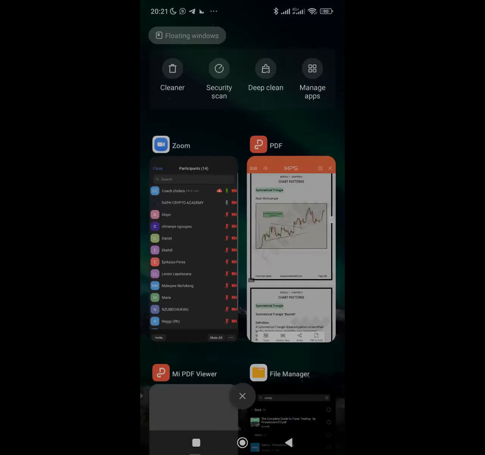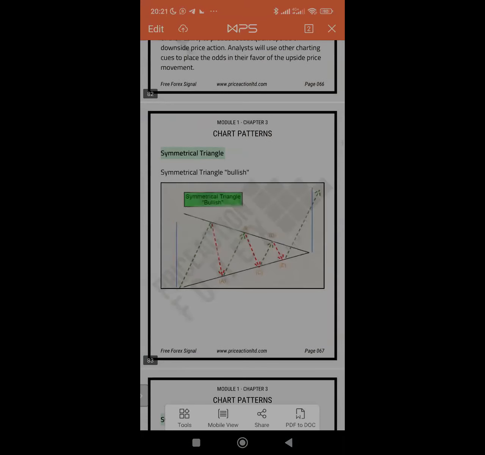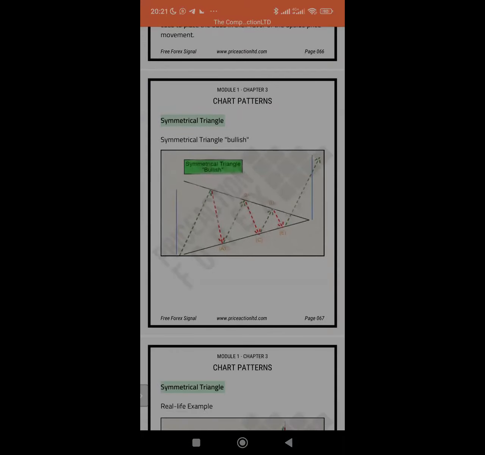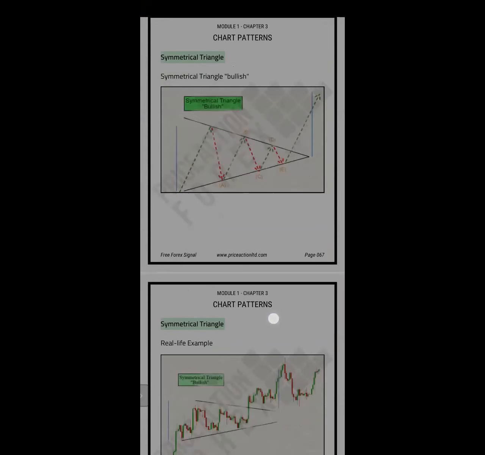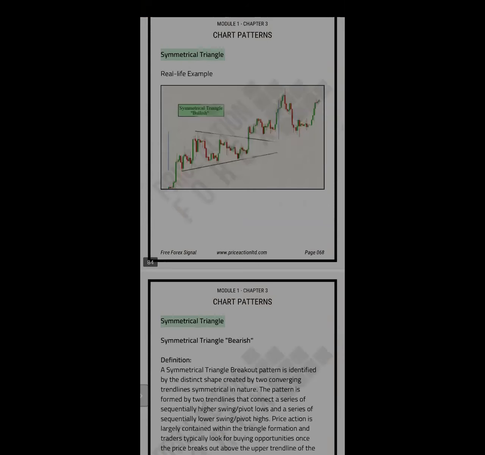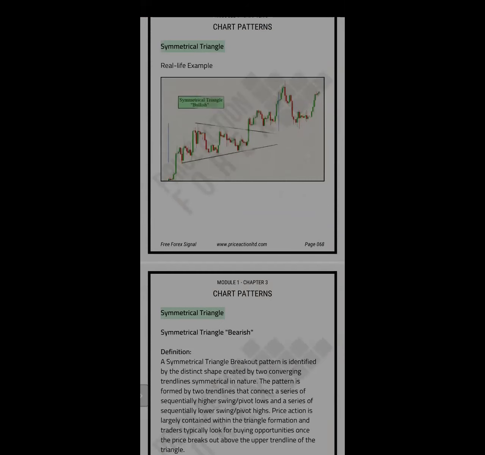So yesterday we were able to cover the symmetrical bullish triangle, and there is one more symmetrical triangle that we need to discuss, which is known as the bearish symmetrical triangle. So this triangle, there is nothing different between it except that it is a vice versa of the bullish symmetrical triangle.